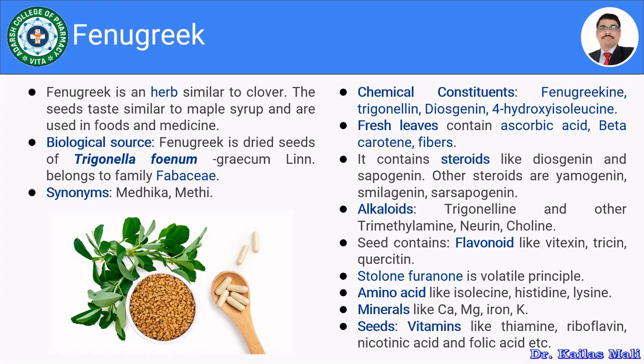Furthermore, certain amino acids are present in the fenugreek seeds like isoleucine, histidine, and lysine, along with certain volatile principles like sotolone and furanone, and flavonoids like vitexin and quercetin. So these are some of the chemical constituents present in the fenugreek, which may lead to certain health benefits of the fenugreek. So on this slide, we have discussed the biological source of fenugreek, that is, dried seeds obtained from Trigonella foenum-graecum belonging to family Fabaceae. The synonyms are medica and methi, and we have discussed the chemical constituents.